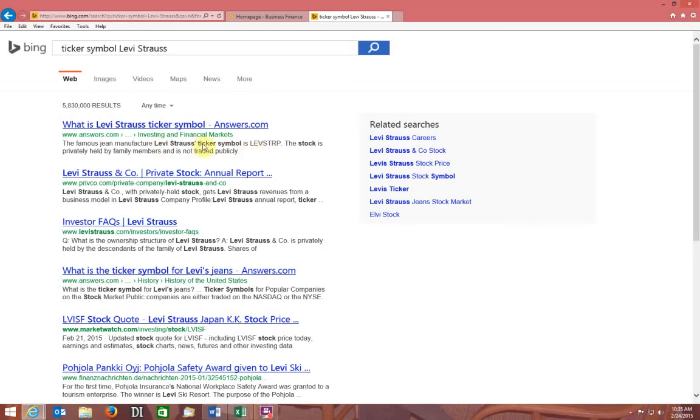Ooh, okay, no, that doesn't work. So this is a good example of one that doesn't work, because I'm reading right now just off my little brief thing here. It says the famous jean manufacturer Levi Strauss's ticker symbol is LEVSTRP, except it says the stock is privately held by family members and it is not traded publicly. Okay, so sorry, I'm not going to be able to use that one. Okay, so let's back up and try to find another company.